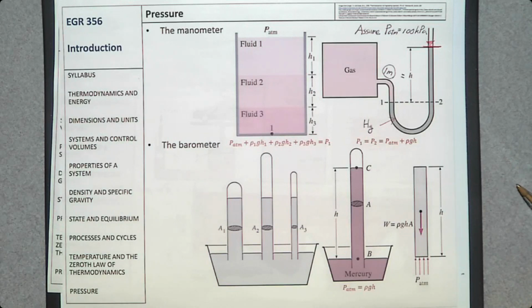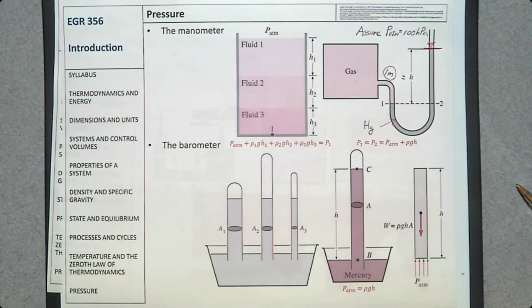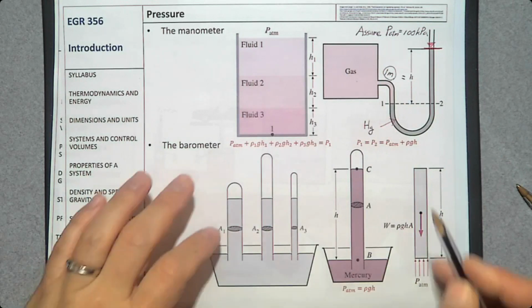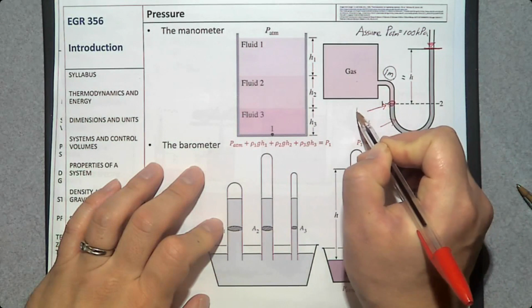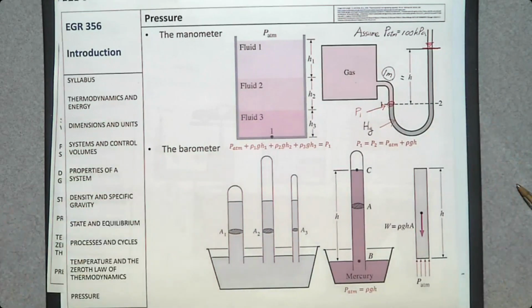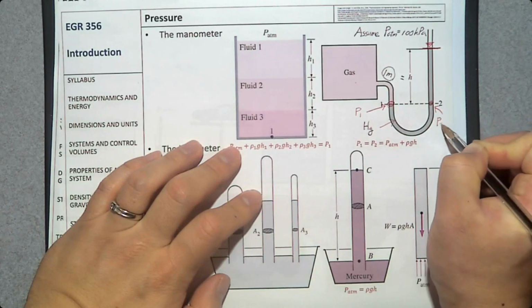Then, what do we need to do? We need to find an interface between two fluids. In this case, we have a gas and we have mercury. The interface is here, this one, number 1. So I'm going to say the pressure at point 1 is P1. And at the same level, there is a number 2. The pressure at this point is P2.